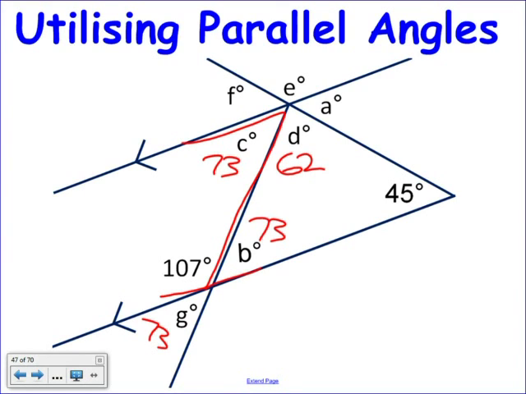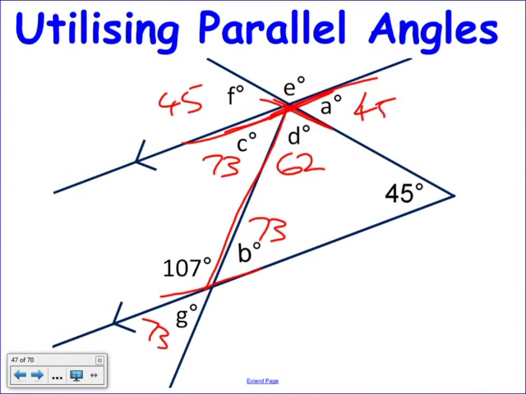Brilliant. So if that's 73 and that's 62, what's A? 45. Why? Because it's on a straight line. And it's also alternate to the... So that's 45. It's not alternate, it's opposite. So that's 45. 73, isn't it? So E's 90. And then E is a right angle. No, on a straight line, E must be 135.